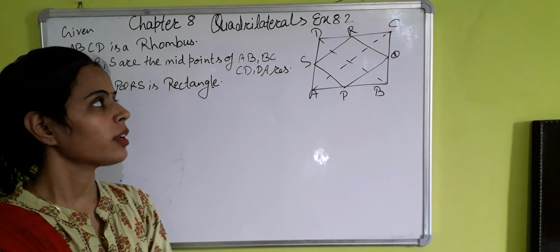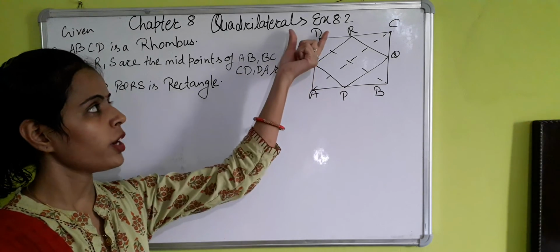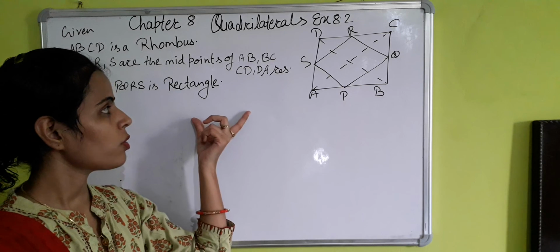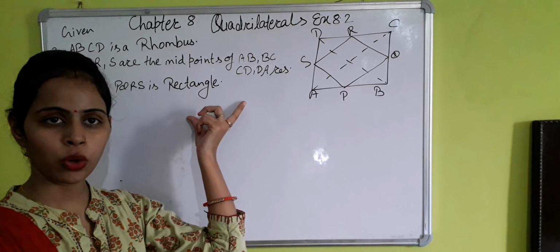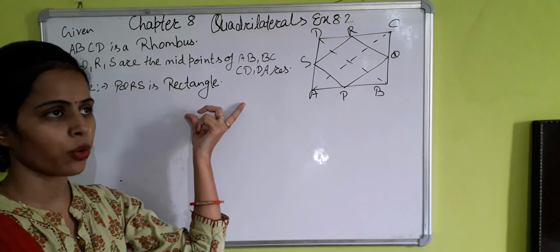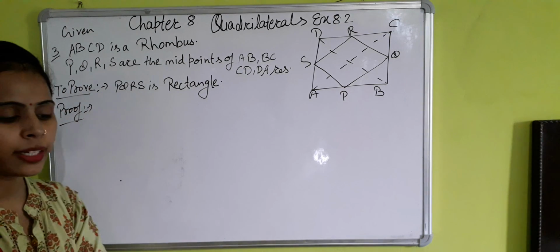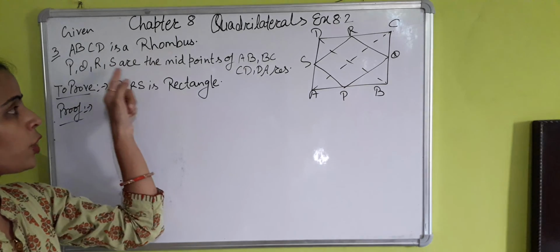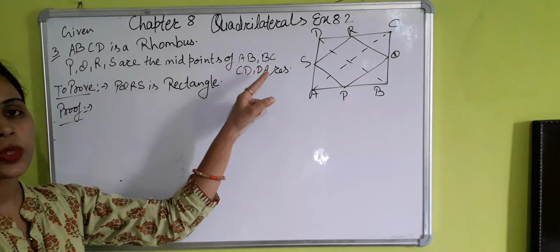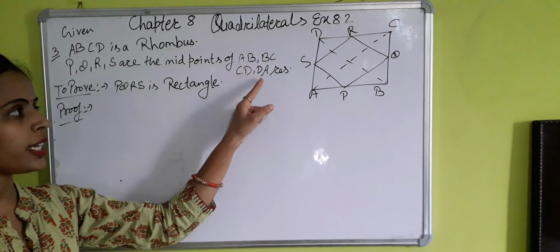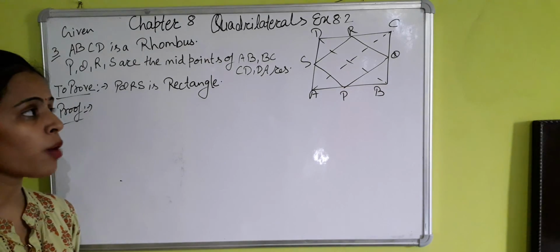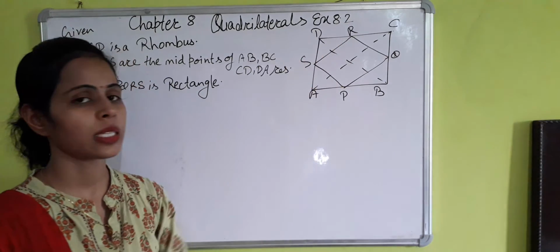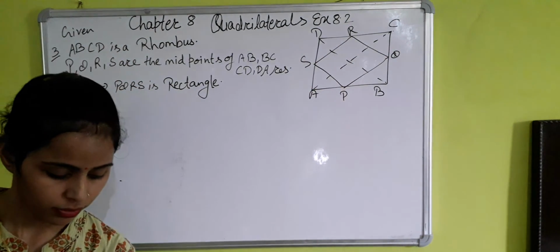Today we will start exercise 8.2, question number 2. Question number 1 we have done with the midpoint theorem in our previous video. Now question number 2 is that ABCD is a rhombus. P, Q, R, S are the midpoints of sides AB, BC, CD and DA respectively. You have to prove that this quadrilateral PQRS is a rectangle.